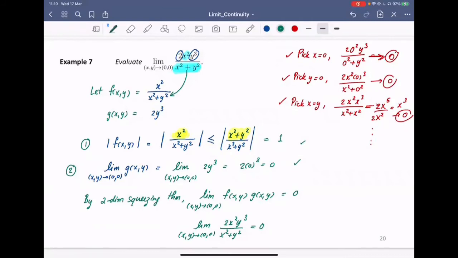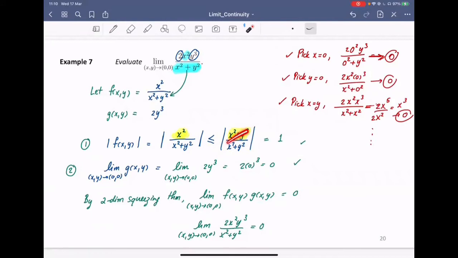So I have a question in the chat from Slataya. She asked why the first one is equal to 1. So again, let's look at this thing. Look at the last one here. This is equal to 1 because I cancel out x squared and y squared. So this is 1.